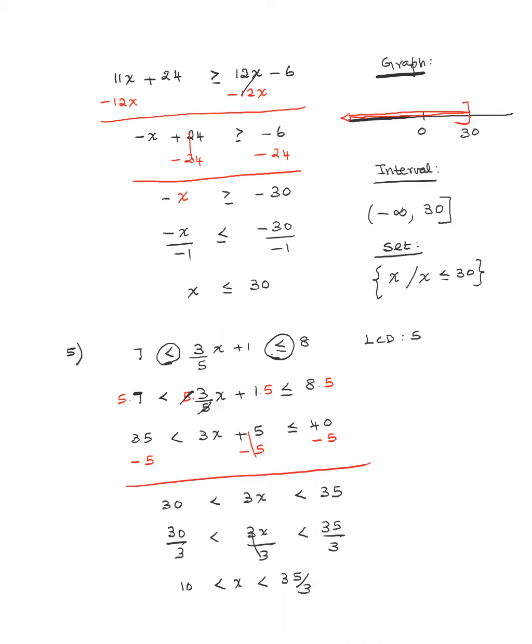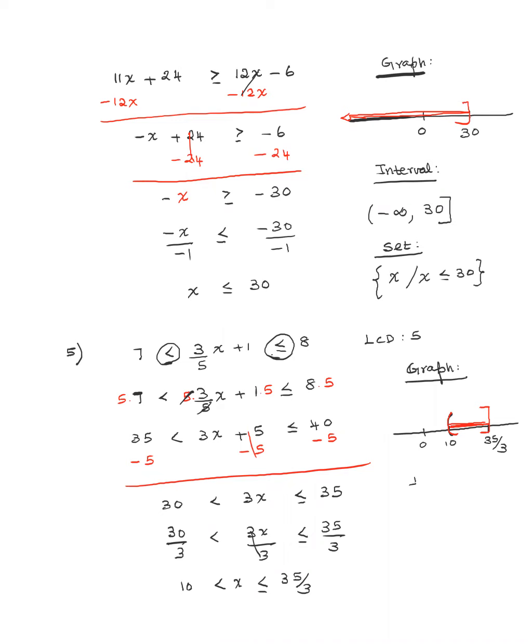So that's interesting. So let's see how we are going to graph. The graph is x between 10 and 35 over 3. So if I put 10 here and 35 over 3 here, and, sorry, I have to put the equal sign here. That means this is open. One side is open, the other side is closed because there is no equal sign here. So this is our solution.